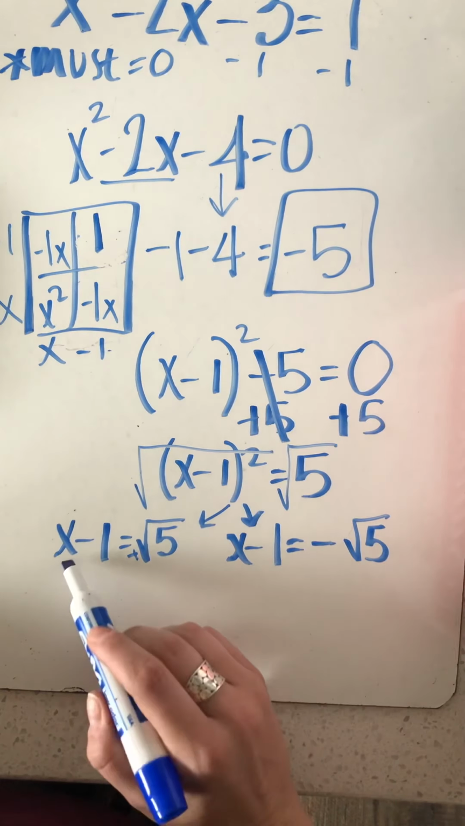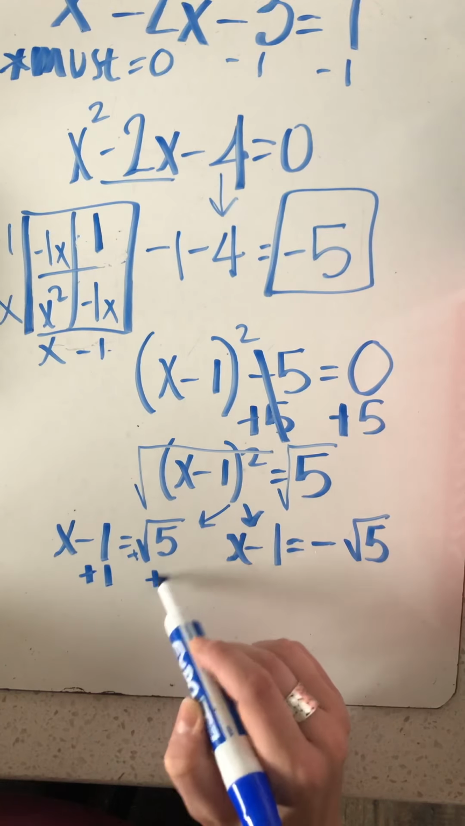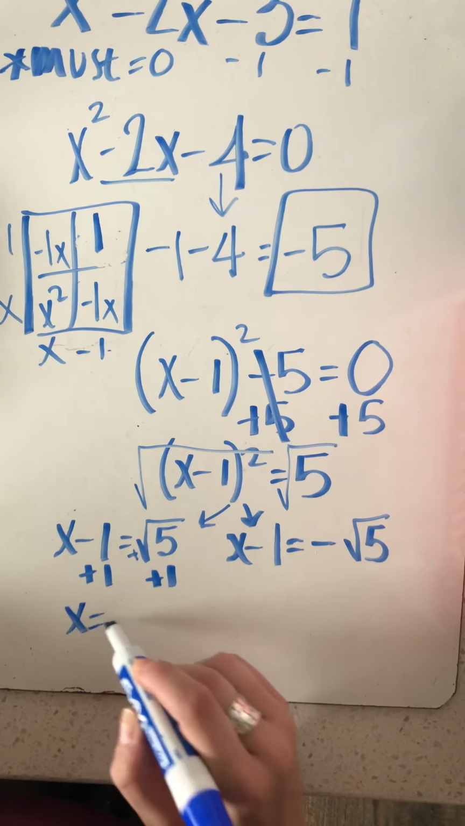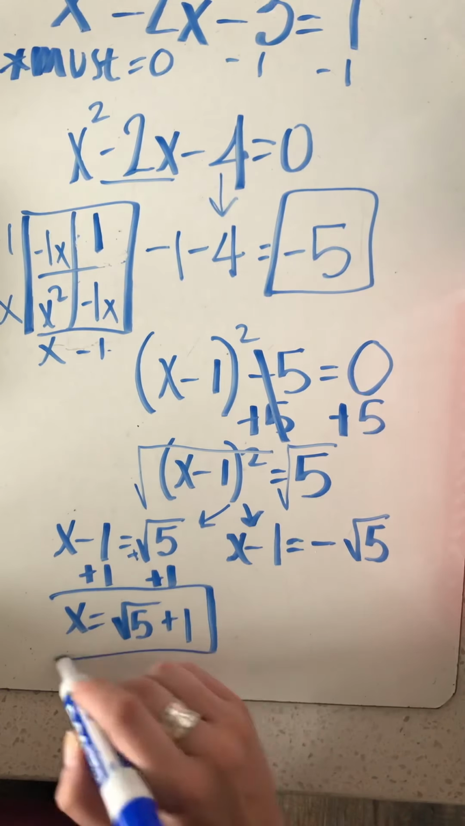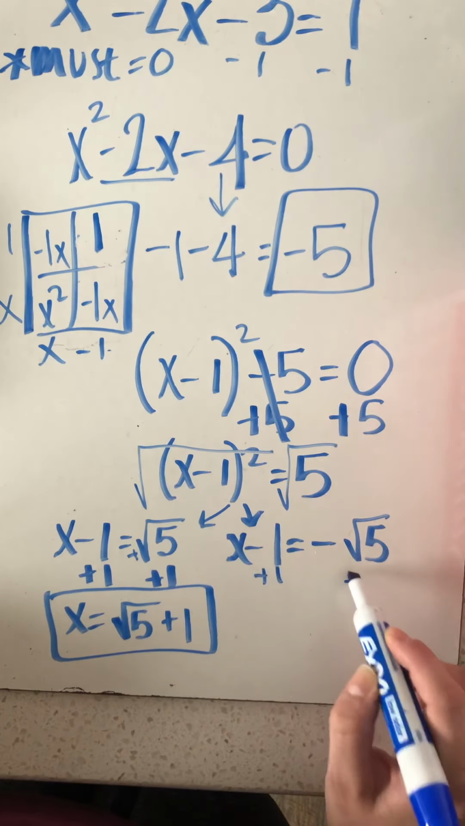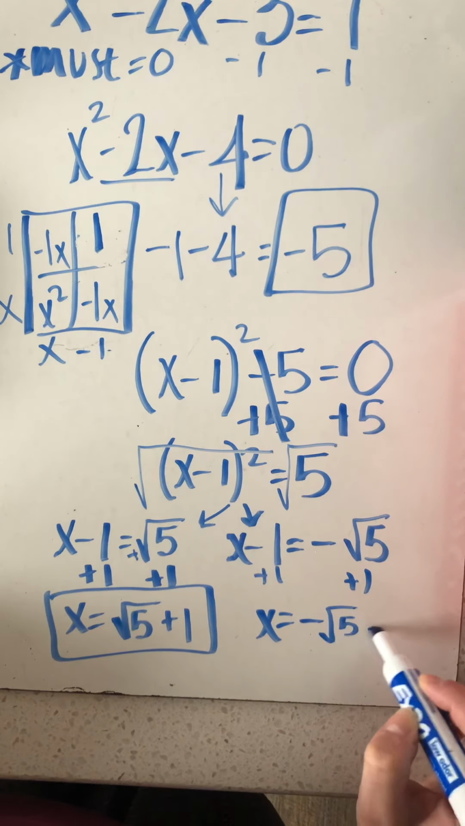The last step to getting x by itself and finding my solution is, in this case, adding 1 to both sides. So x equals the square root of 5 plus 1. X equals the negative square root of 5 plus 1.